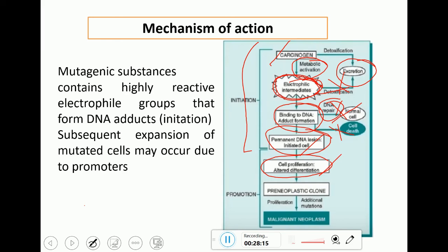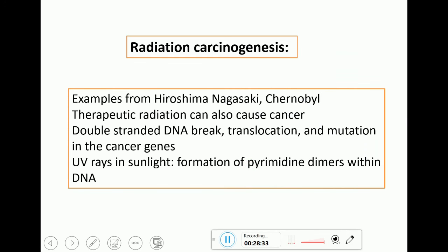Now the pre-neoplastic clones will develop, which can proliferate further, and additional mutations can occur due to the continuous exposure to a chemical carcinogen or any other carcinogen, which will lead to the development of malignant neoplasm. So this step is known as promotion.